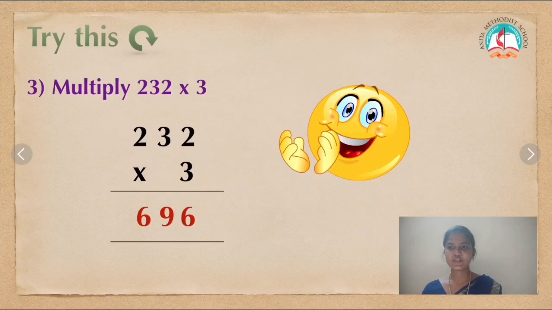Very good, children. So everyone got the answer correctly, right? So this shows you understood the multiplication of a 3-digit number by a 1-digit number clearly.